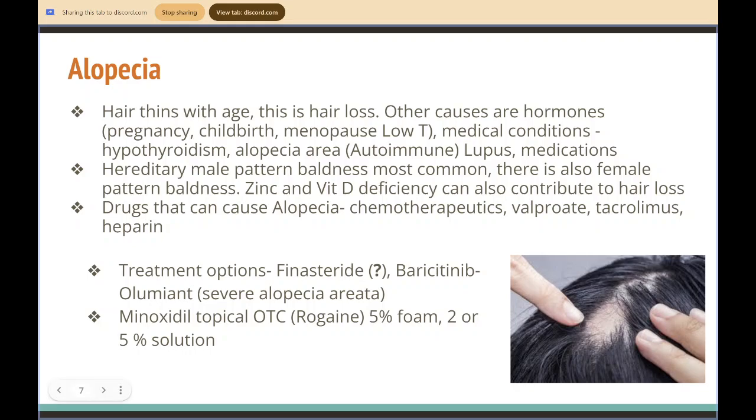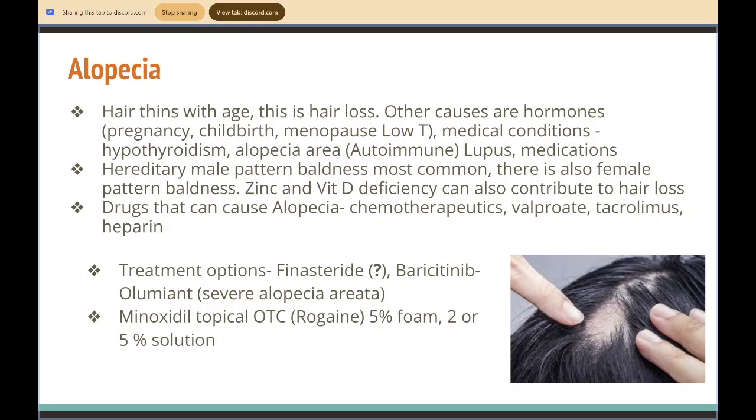Very good. Next we have alopecia. Alopecia is baldness, and hair thins with age, and that's going to be different. Alopecia is pure hair loss. There are primary causes, some are genetic, and then some are secondary. Hormones is a big cause: pregnancy, childbirth, menopause, and low T. Medical conditions can also cause alopecia: hypothyroidism, alopecia areata. Apologize for the typo, and that's autoimmune.